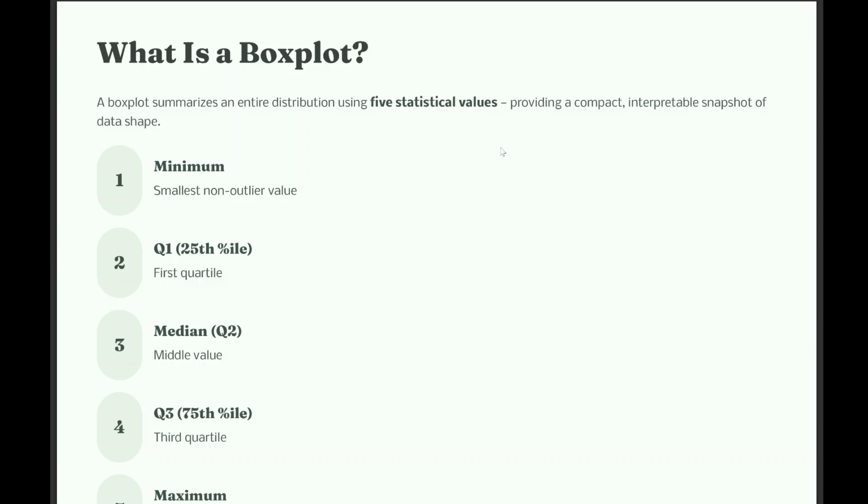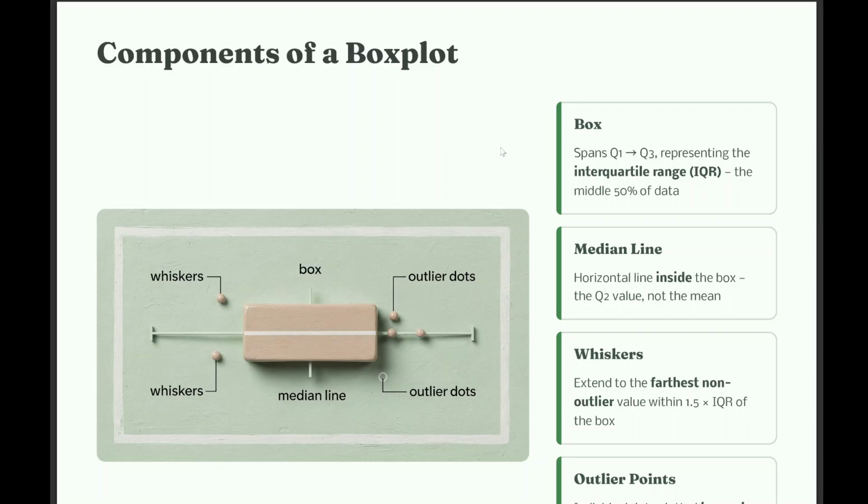Let's say you have a given data set of ages. The minimum there is the non-outlier value, and then Q1 is what we call the 25% quartile interval. We have the median, the middle value, the 75%, which is the third quartile, and we have the maximum non-outlier value. Now, we are going to be talking about some of the components of a box plot.